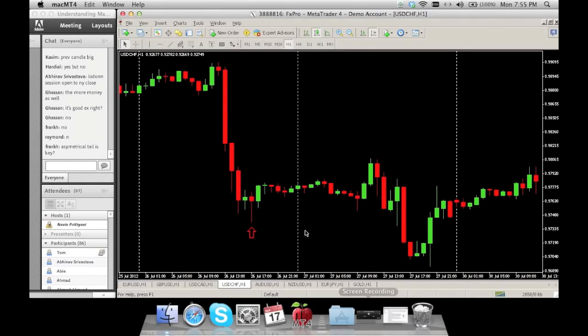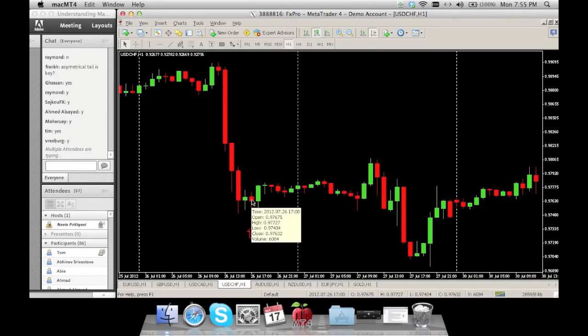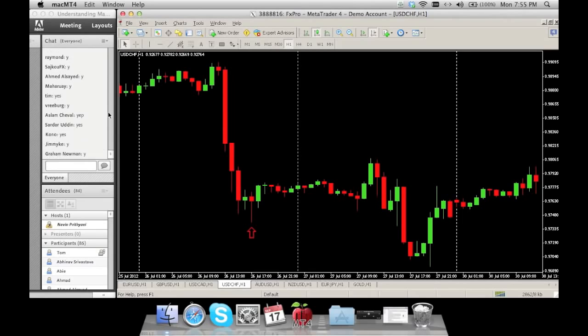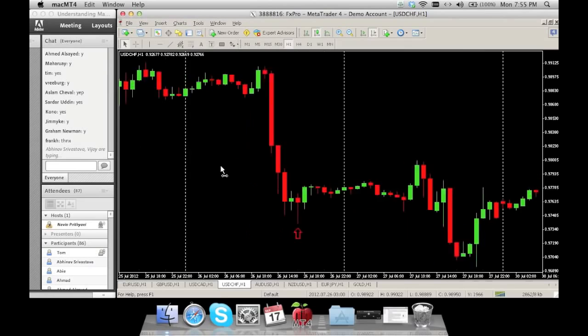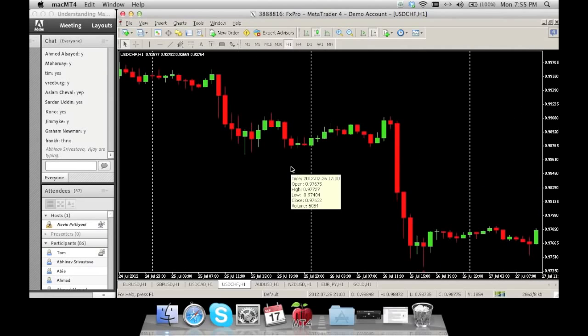Everyone with me so far? Frank says asymmetrical tail is key. Yes, as long as the body is as big as the tail on one side, or bigger than the tail on one side, then you're okay. So far so good. Everyone's with me.